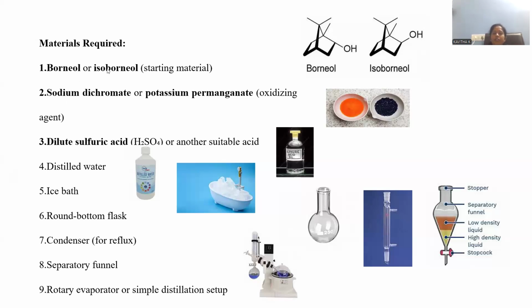After this starting material, an oxidizing agent is required: either sodium or potassium dichromate, or else potassium permanganate can be taken. Both are oxidizing agents, and we can choose either based on availability. Potassium dichromate or potassium permanganate is chosen for the oxidation process. Dilute sulfuric acid is required; it is the kind of catalyst. Dilute sulfuric acid is taken as a catalytic agent.